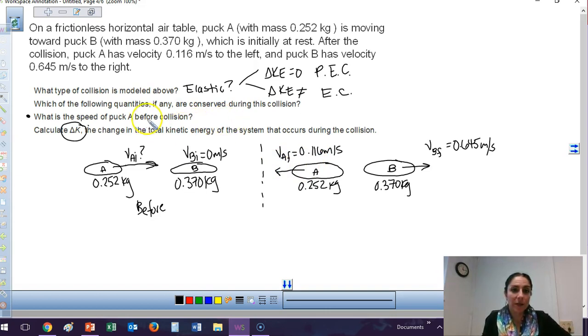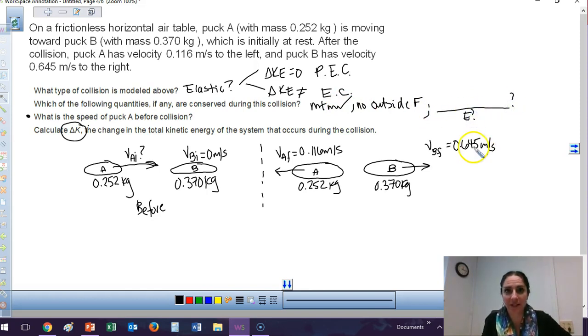And then same thing. I could definitely tell you that momentum's conserved. That is always true with our physics problems. There is no outside force because there's no friction or any sort of thing that implies acceleration, so momentum is conserved. But I'll leave this blank because I don't know if energy is conserved yet. I literally don't. I'll solve it.